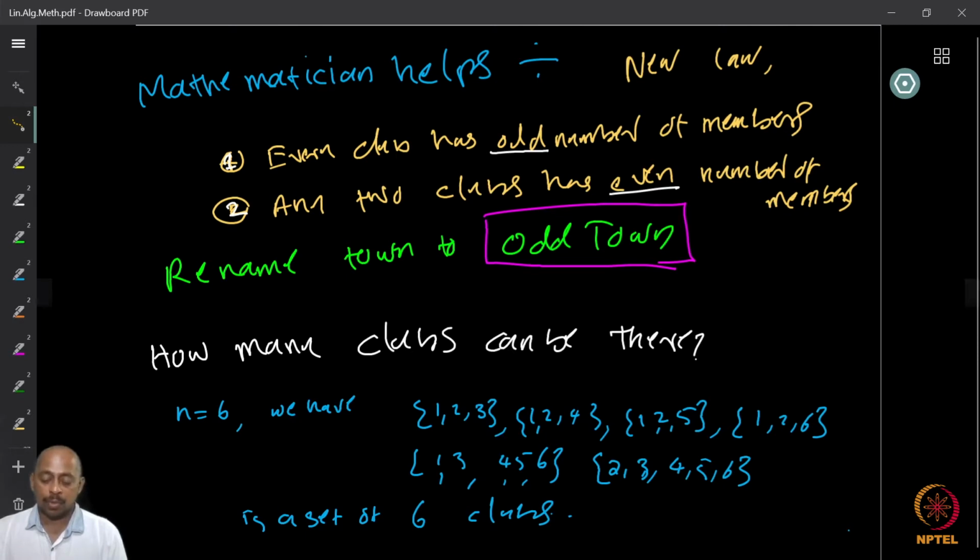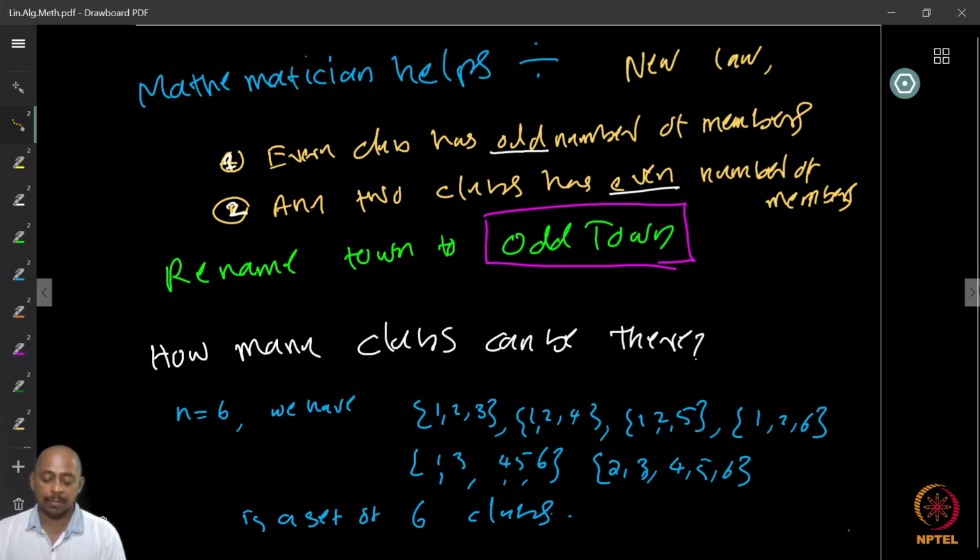Then 1, 2, 4, 1, 2, 5, 1, 2, 6. Then 1, 3, 4, 5, 6, and 2, 3, 4, 5. So these are all odd numbered clubs: 3, 3, 3, 3, and 5, 5, right? So the first rule is satisfied. What about the second rule? If I take any two of them, you can verify that there are precisely an even number of members in common, right?